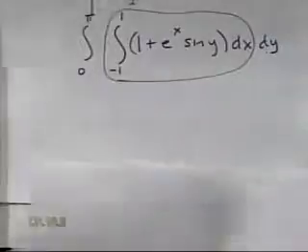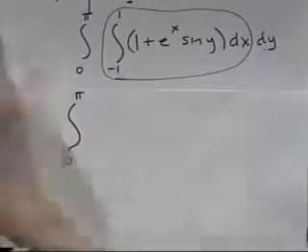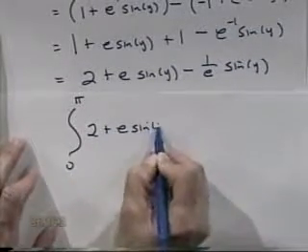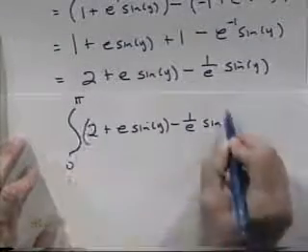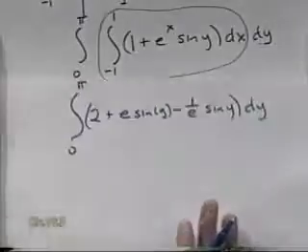Now taking that, we've got to plug that in, which I just had, and let me put it here so we can copy it. My inner integral was 2 plus e times sine y minus 1 over e sine y dy. And notice, this answer better not have any x's in it. If you did, you messed up. It's got to be totally in terms of y to integrate with respect to y.